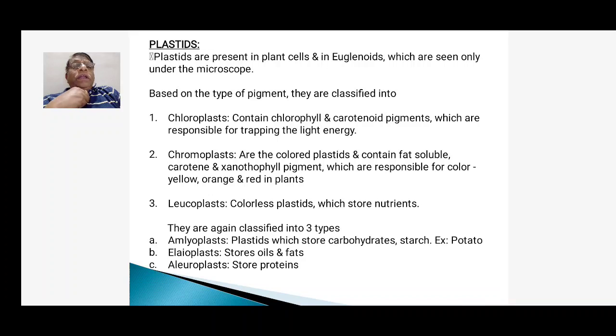now we shall study another cell organelle, that is plastid. What are plastids? Plastids are pigment containing cell organelles. The cell organelles which contain the pigment are called plastids.